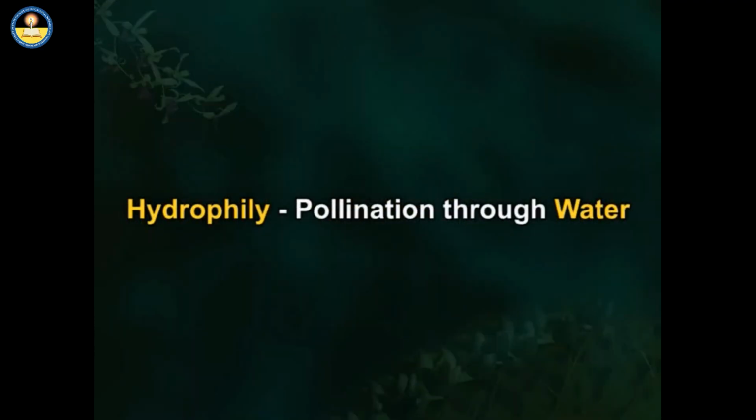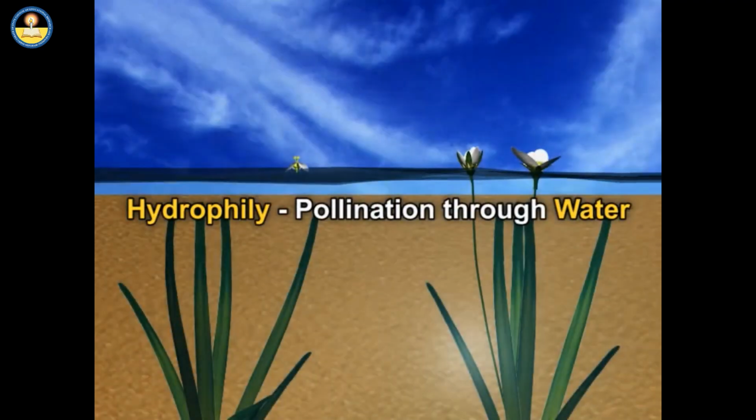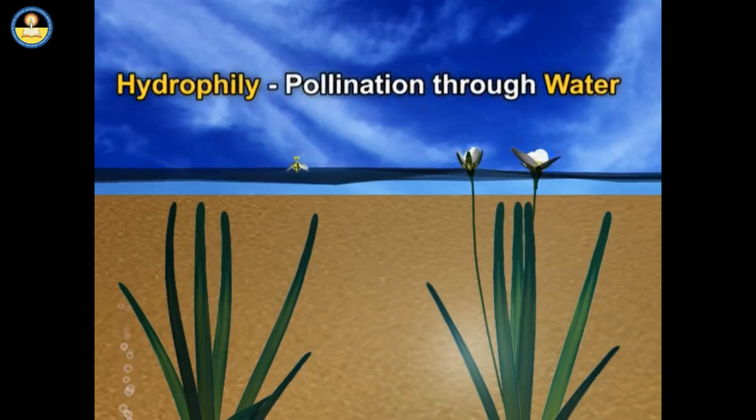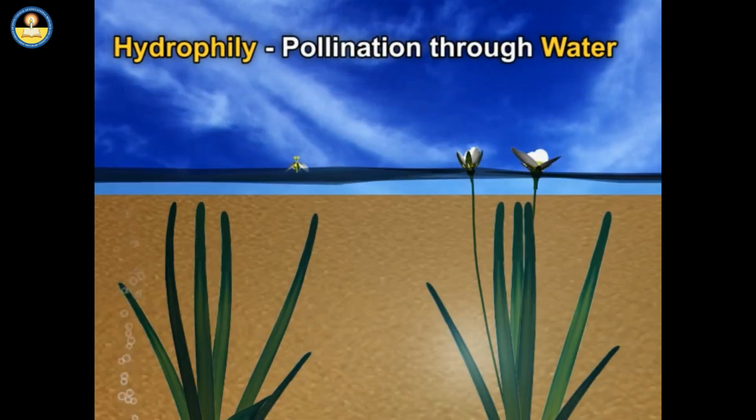Hydrophily means pollination through water. It is the mode of pollination involving the transfer of pollen grains through water. This is Vallisneria. The plant is dioecious.